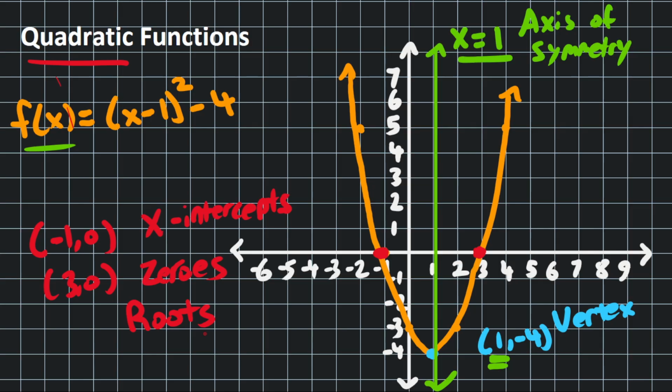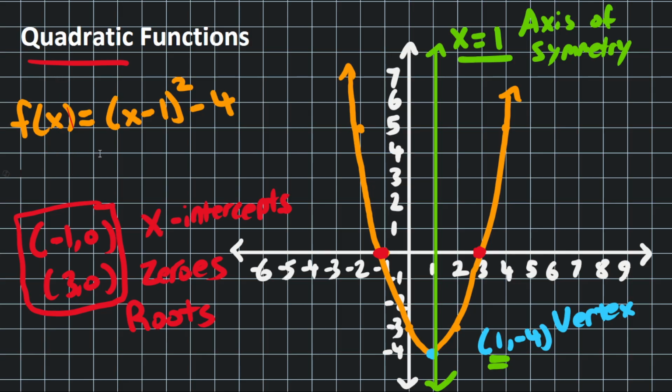So when you're asked, find the roots of this quadratic function, f of x, then you know that the roots are these 2 points, -1, 0 and 3, 0. These are the roots, the zeros, and the x-intercepts at these points. So now let's talk a bit more about the function itself, f of x.